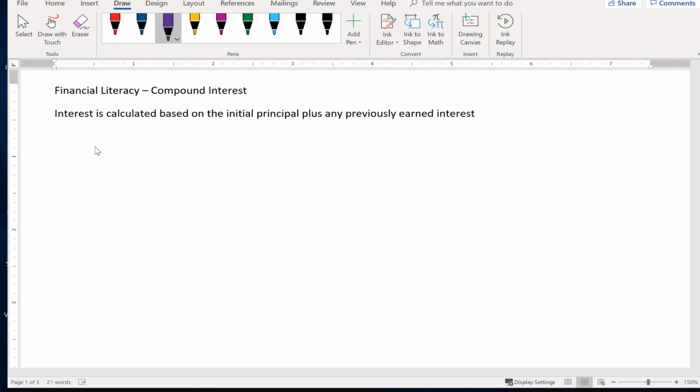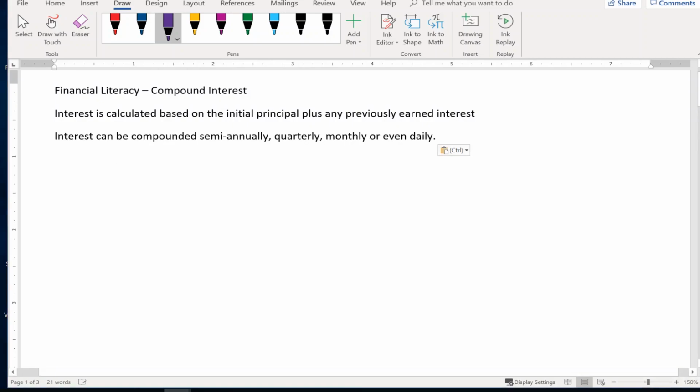So that means that the interest you are earning, it's every month, and that new amount becomes your initial amount for the following month. So here now, interest can be compounded semi-annually, quarterly, monthly, or even daily. And there's a slightly different formula for this type of compound interest. So let's take a look at that.